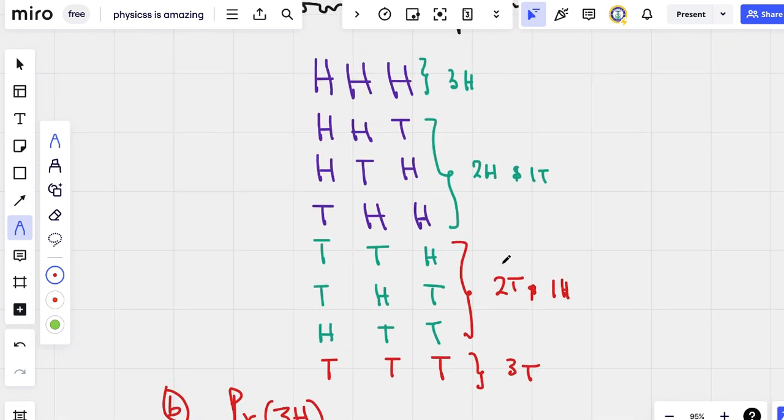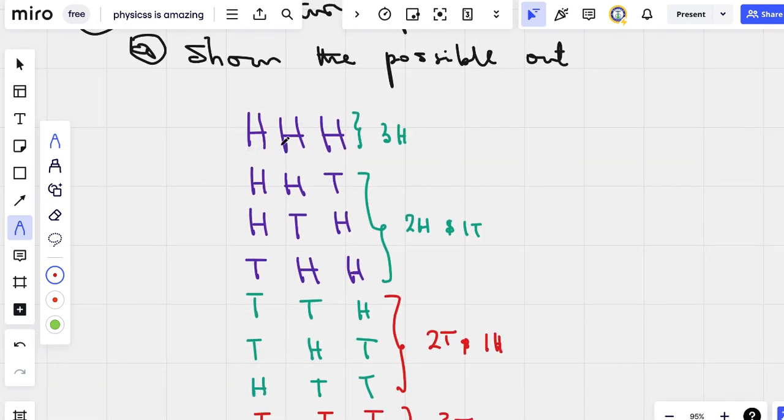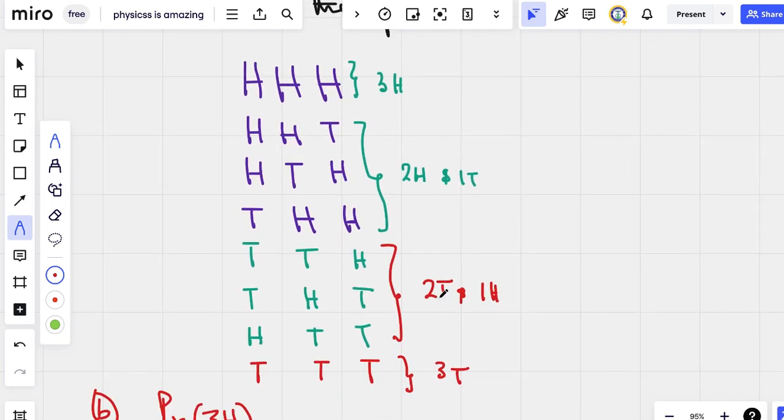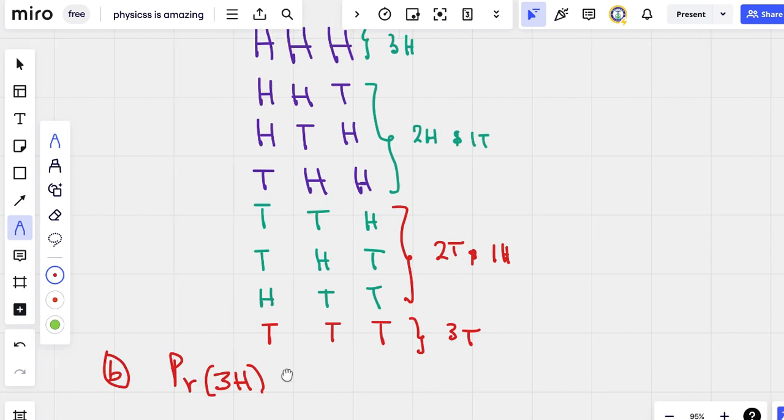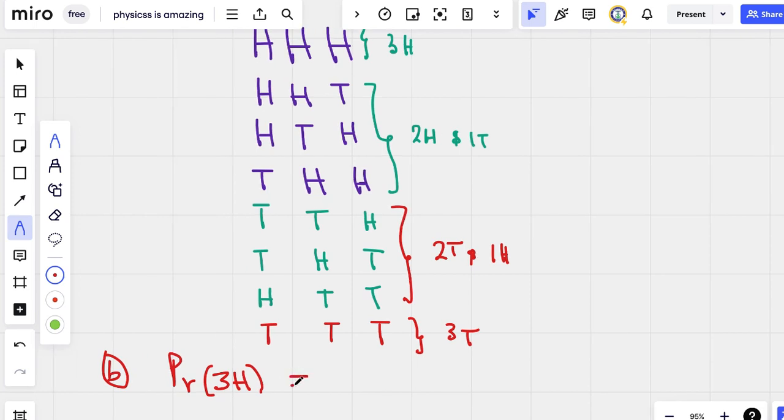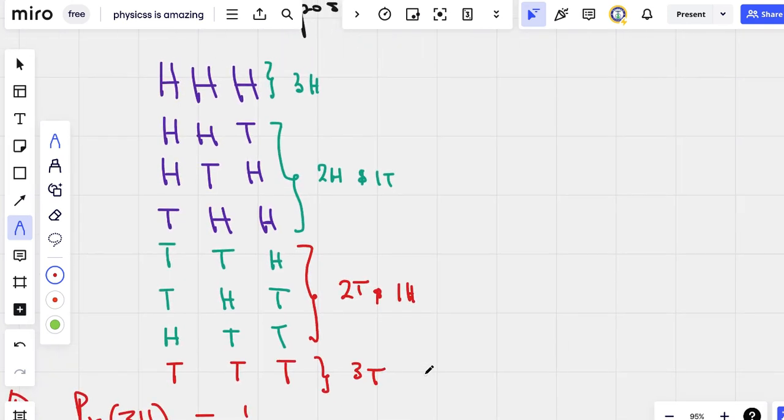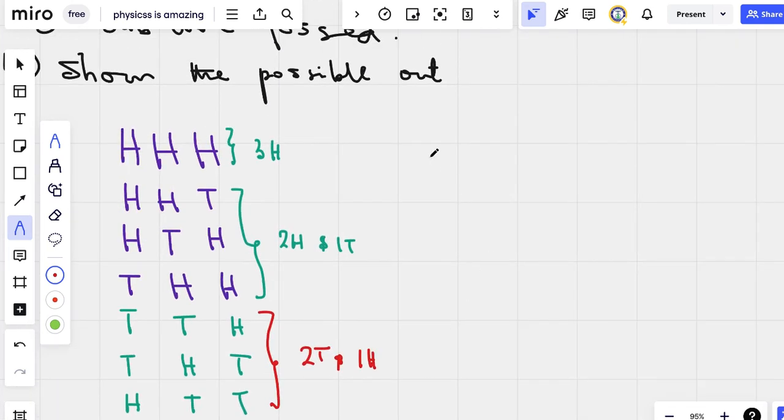So we're going to count all the outcomes: 1, 2, 3, 4, 5, 6, 7, 8. There are 8 outcomes, and there's only one of getting 3 heads. So the probability of getting 3 heads is 1 over 8. So that's the B question. What about the C question? What's the probability of getting at least 2 heads?